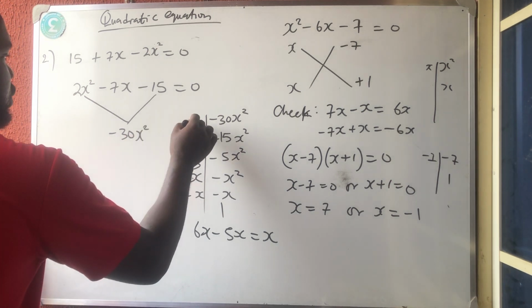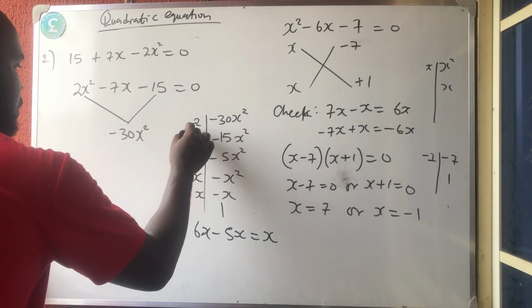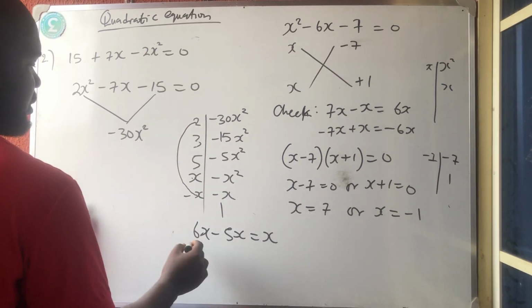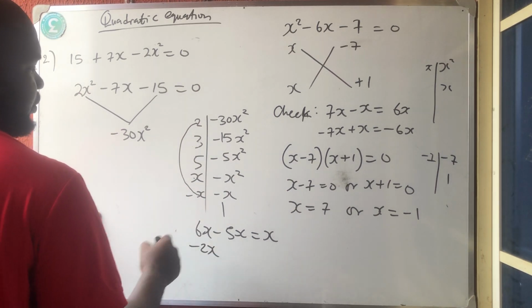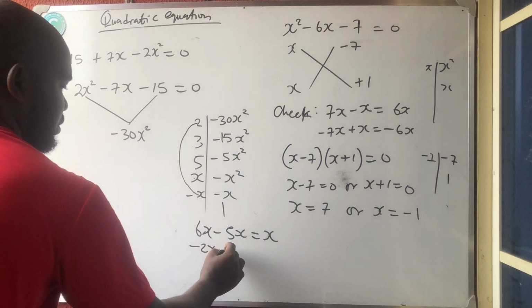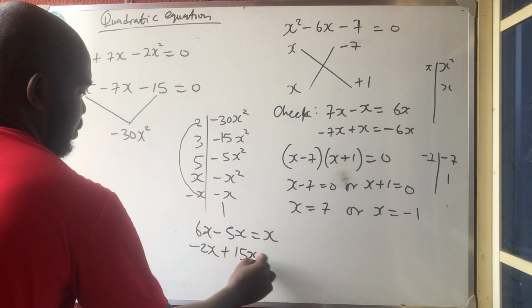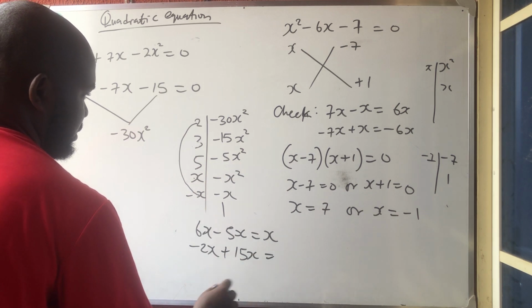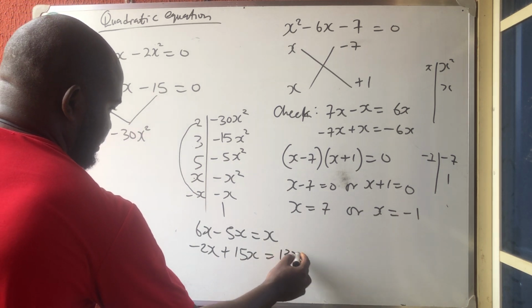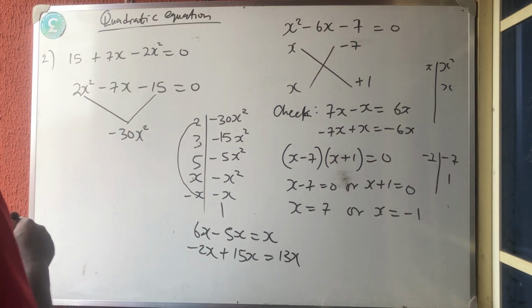So which means let me check another combination. I can decide to take 2 and minus x, leaving the rest. 2 times minus x is minus 2x. Leaving this one. 3 times 5, 15. 15 times x will give you what? Plus 15x. Both of them is giving me what? This and this is giving me 13x. And this is not 13x. So this combination is equally wrong.